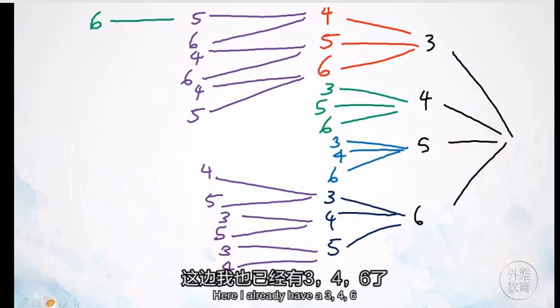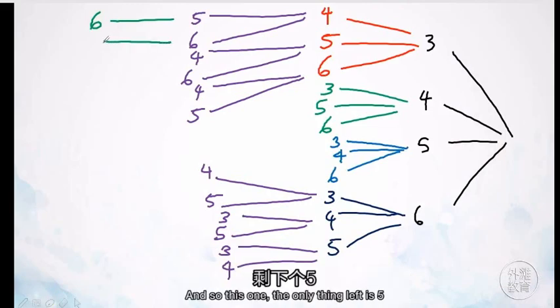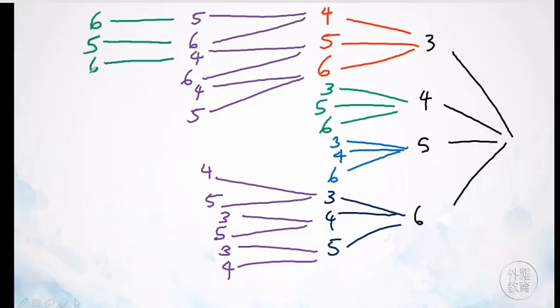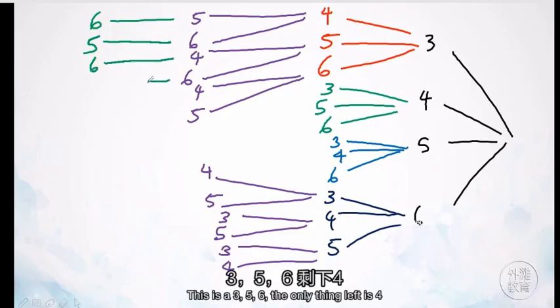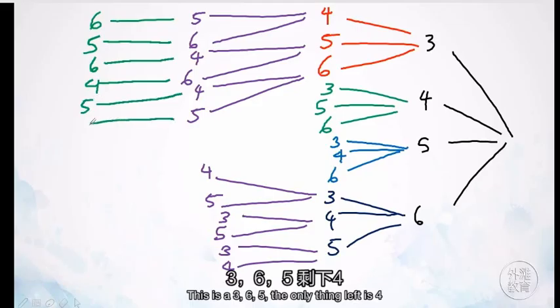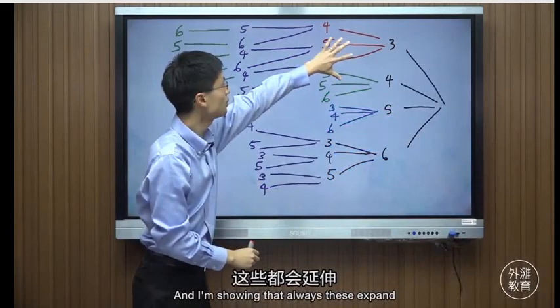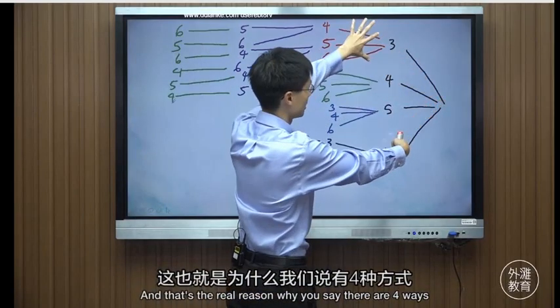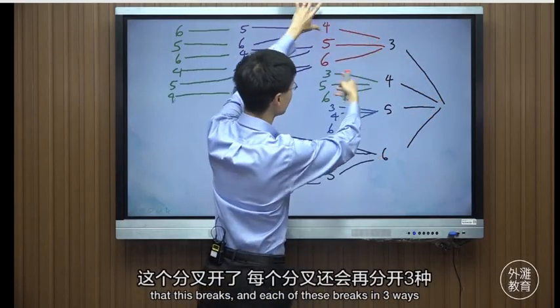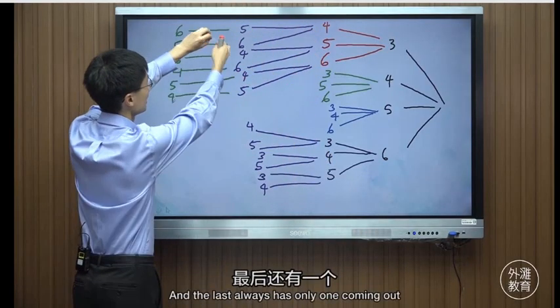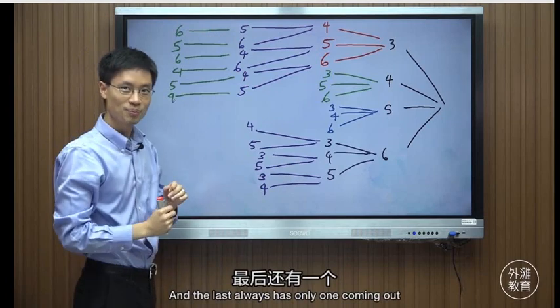Here I already have a 3, 4, 6, and so the only thing left is 5. Here is a 3, 5, 4, the only thing left is 6. This is a 3, 5, 6, the only thing left is 4. This is a 3, 6, 4, the only thing left is 5. This is a 3, 6, 5, the only thing left is 4. And I'm showing that always these expand. And that's the real reason why you say there are 4 ways that this breaks, and each of these breaks in 3 ways, and then each of those breaks in 2 ways, always. And the last one always has only 1 coming out.